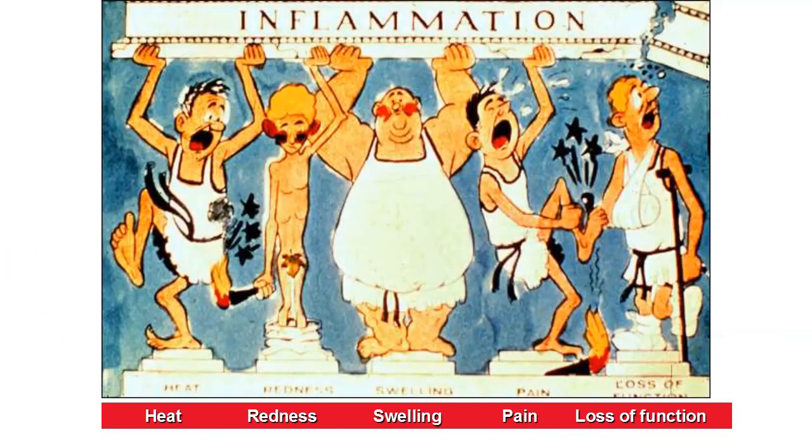This picture also shows the cardinal or classical clinical signs of acute inflammation, which are heat, redness, swelling, pain, and loss of function. You see, the wood of inflammation was broken at the fifth patient, who has fractures in the upper and lower limbs, leading to the loss of function, and he cannot carry the wood of inflammation, so it was broken at him.